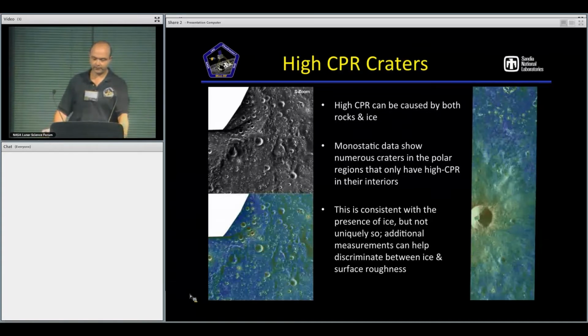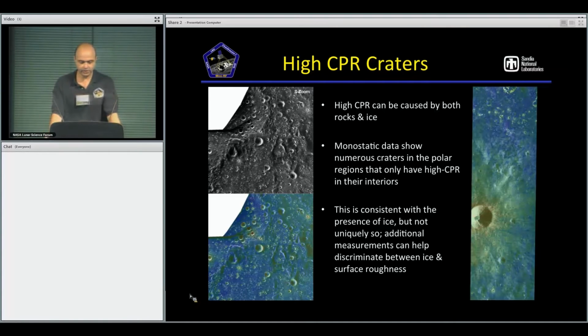One of the reasons for this: multiple data sets have provided evidence for volatiles in the polar regions, but mini-RF itself also played a contribution to this. Essentially, the circular polarization ratio is the ratio of the same sense. You transmit a left circular polarized signal and you receive, essentially, what would bounce off a normal lunar surface, a right circular polarized signal back. Under certain geologic circumstances, you can get more of the original left sense back. So the CPR can be caused by both rocks and ice.